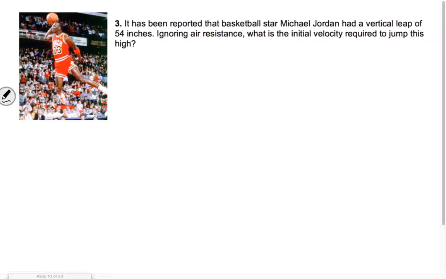All right, so number 3. It has been reported that basketball star Michael Jordan had a vertical leap of 54 inches. Pretty tall. Ignoring air resistance, what is the initial velocity required to jump this high?